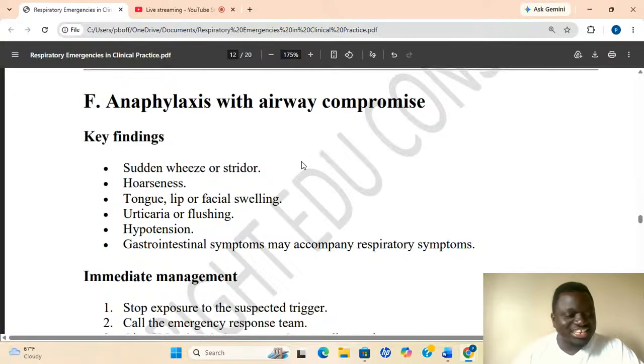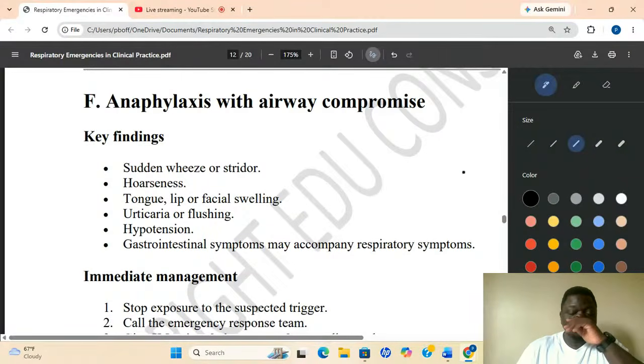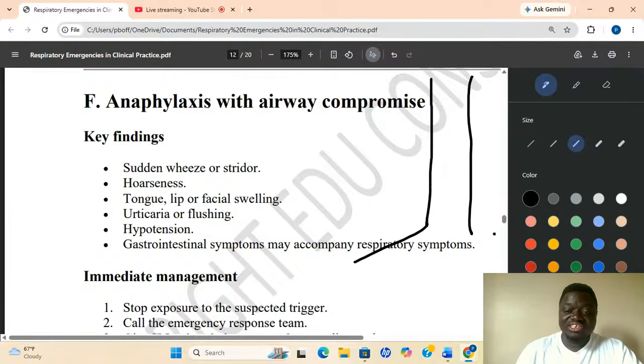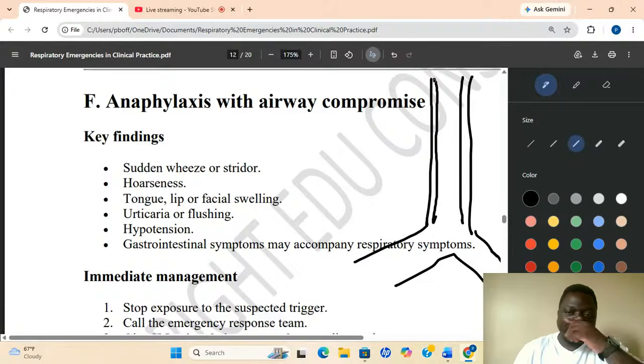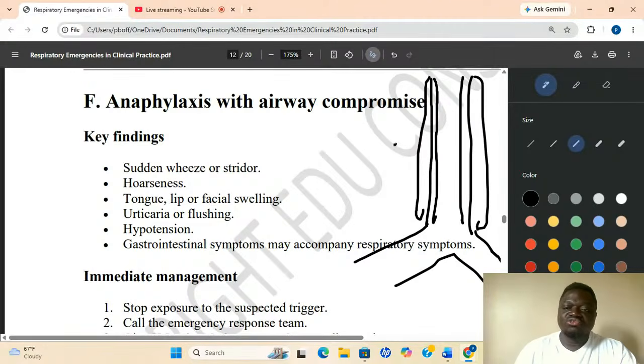Anaphylaxis. Somebody has taken a substance and there's a respiratory reaction to that substance. What do you see? Reactions depend on which part of the respiratory system is having reactions. This is my airway. The airway is divided into two, the upper and the lower. Inside the airway are mucous membranes. Underneath the airway are muscles. I took a substance, I ate a peanut, I ate something.